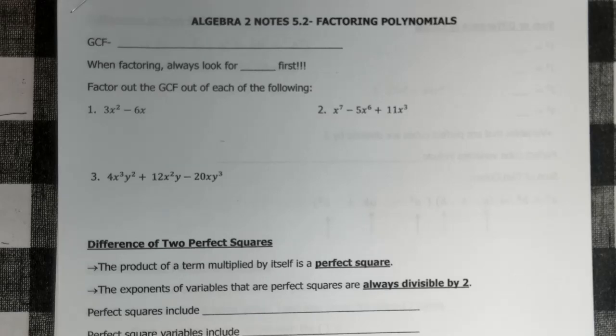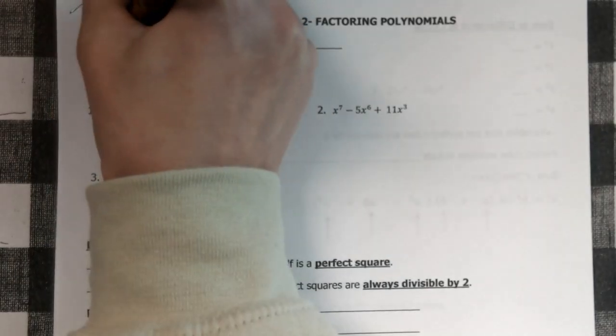So we will do GCF, difference of two squares, sum and difference of cubes, which is new for y'all, factor by grouping, which is new for y'all, and still trinomials. Okay. So GCF stands for what? Greatest common factor.